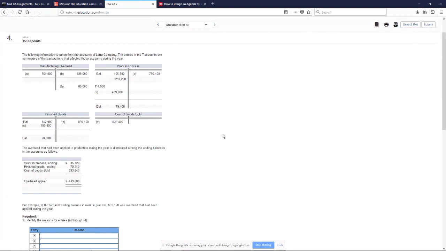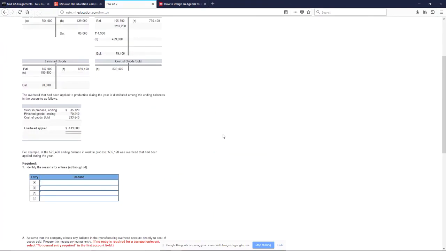Anyways, so I kind of understand that concept. And this first part seems pretty straightforward. It says, for an example, of the 79,200 in the ending balance in work in process, 25,200 was overhead that had been applied during the year. So if you look up here, you can see the 79,200 balance that's left over. And then it says, identify the reasons for the entries A through D.